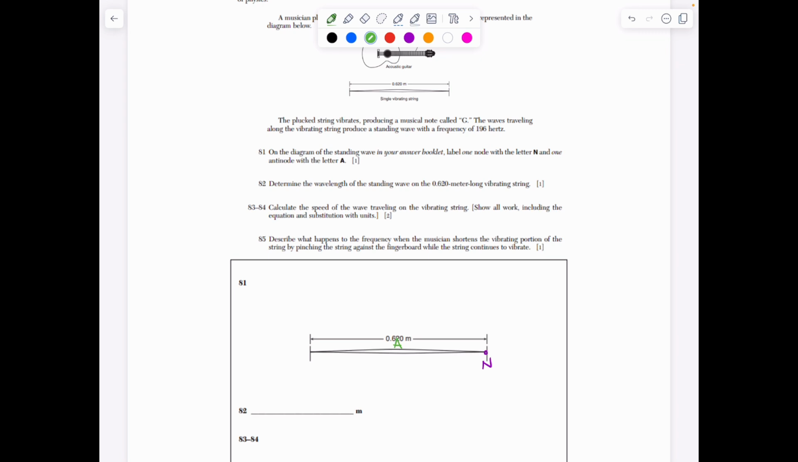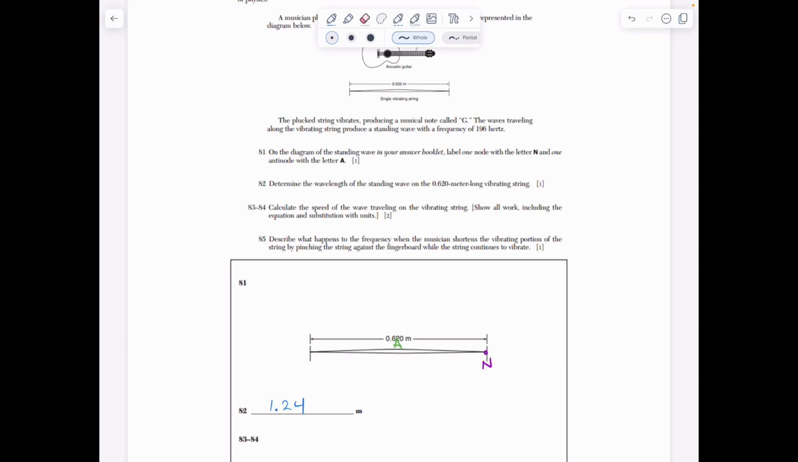82. Determine the wavelength of the standing wave on the 0.62 meter long vibrating string. It's a little hard to see in this, but this curve, very gradual, but I'm going to exaggerate it more, is only half of maybe a sine curve. To get your full wave, you have to have the bottom half as well. So you'd have to double the 0.62. And so this ends up being 1.24 for our wavelength, because that would be 2 times the length they showed before.